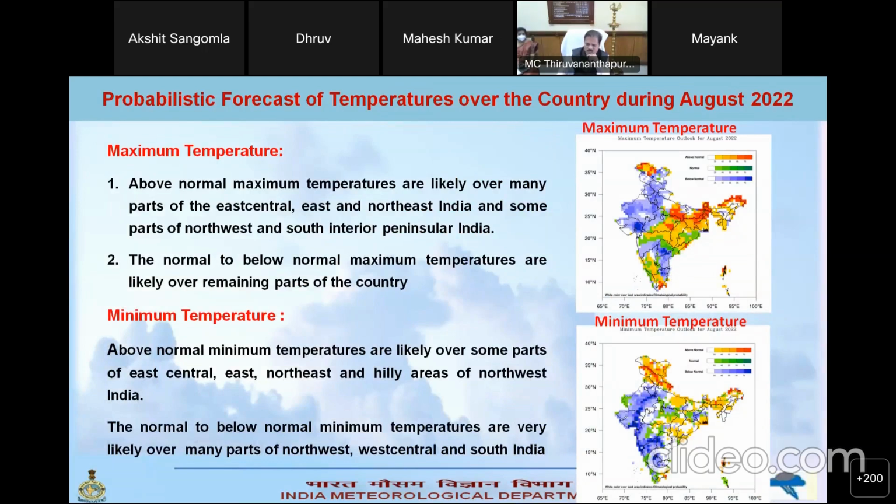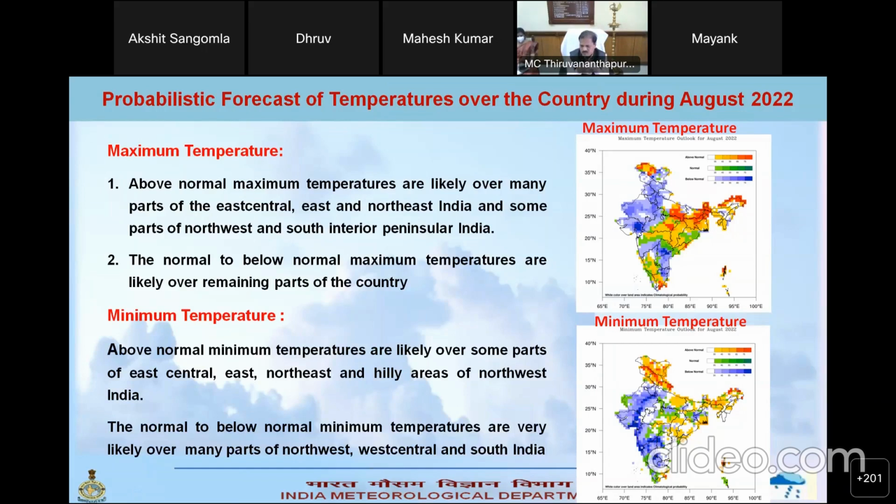Now, similarly, if we consider the minimum temperature, because of the high cloudiness, here again the northwest India, west central India, and these parts of peninsula will have lower temperatures. Because of the low cloudiness, we will have below normal temperatures, and here we can have above normal temperatures.